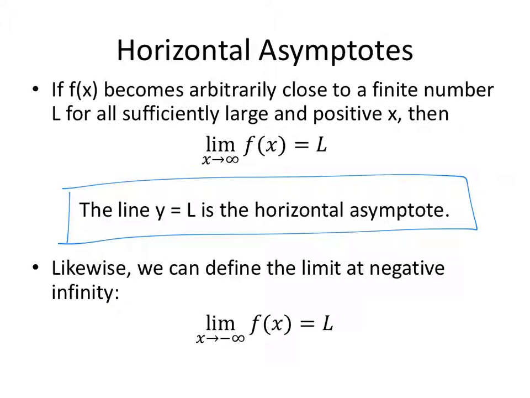So we can define the limit at negative infinity the same way. If x is getting smaller and smaller and smaller, for sufficiently large and negative x's, then that limit as x approaches negative infinity would equal that horizontal asymptote. And we can have multiple horizontal asymptotes because the left and right end of the graph do not have to be going in the same direction.